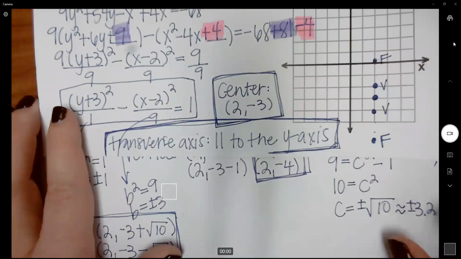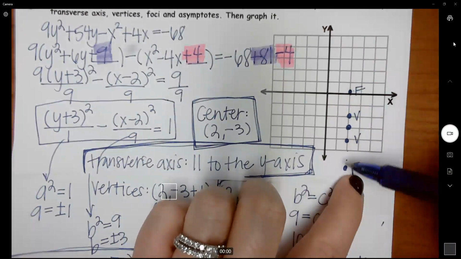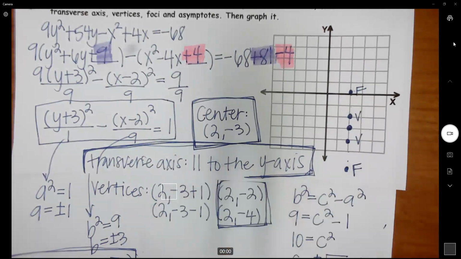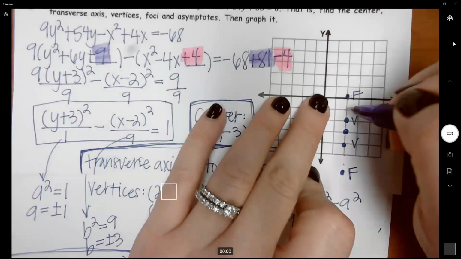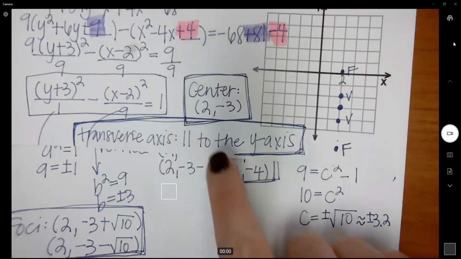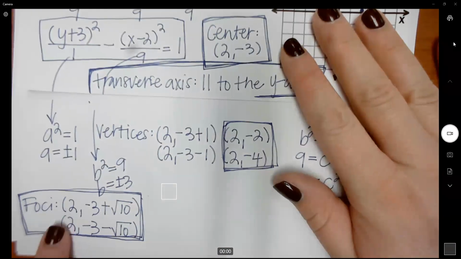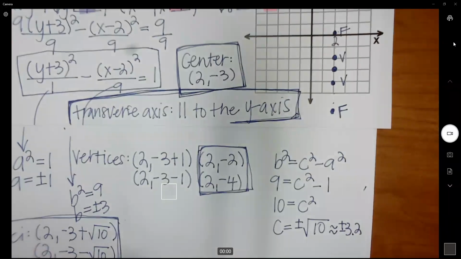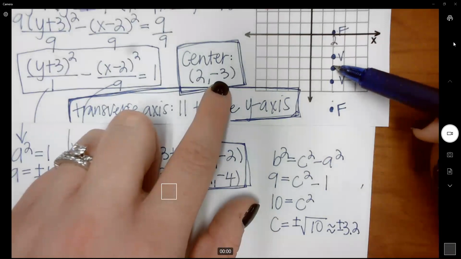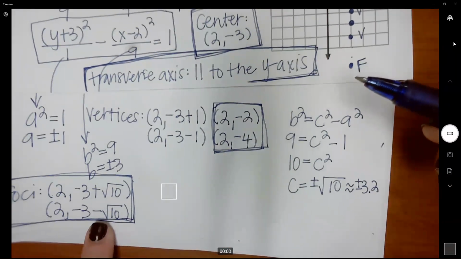And then just kind of common sense here. All of these points have an x-coordinate of that 2, right? They all have an x-coordinate of 2, which you can see. The center's at 2. The foci are at 2. They all have an x-coordinate of 2. And so then you just take the center, which is at -3, and add, and then you take that -3 and you subtract, which is what we get here.